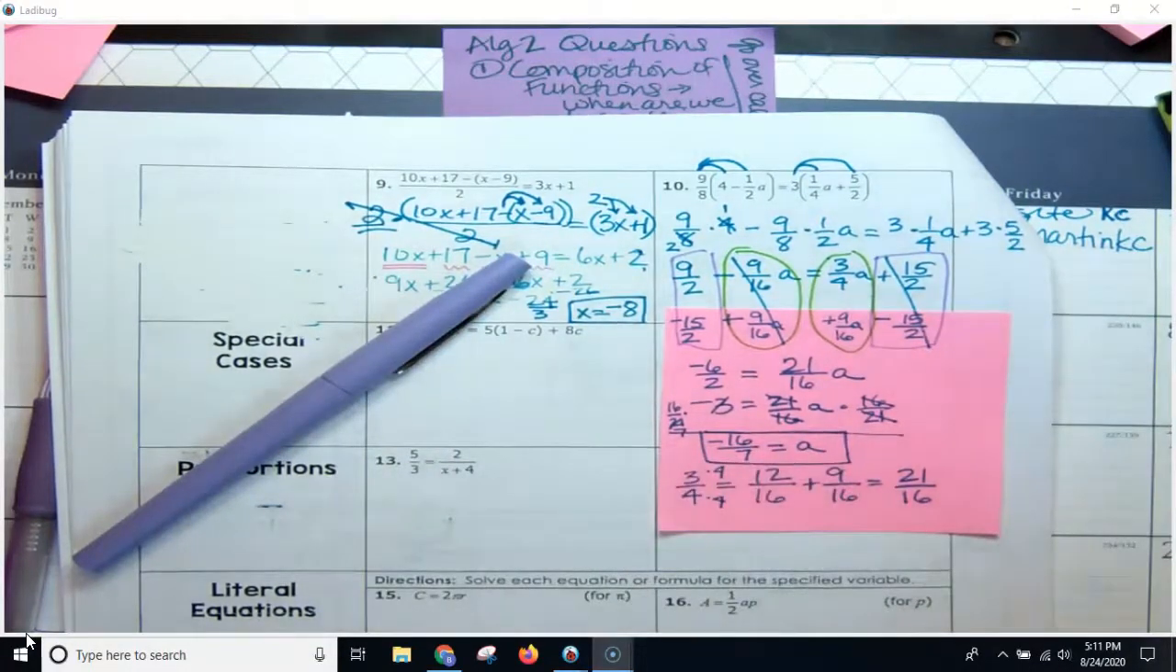These are good problems. These are not easy problems. So if you're struggling with these, that's okay. You just need some help with fractions.